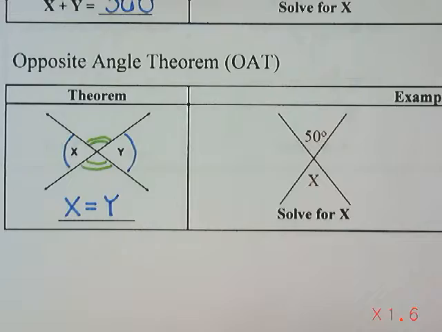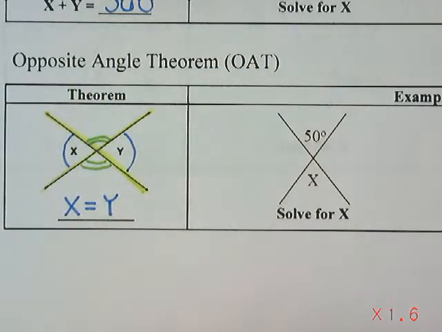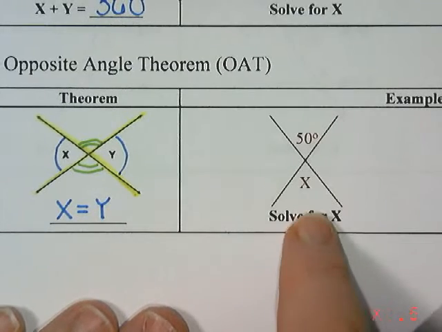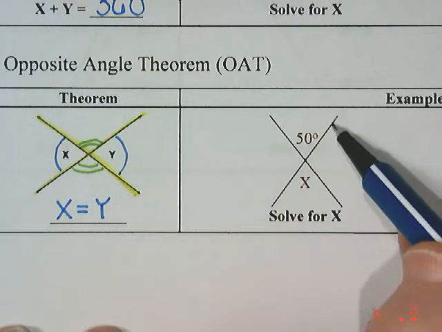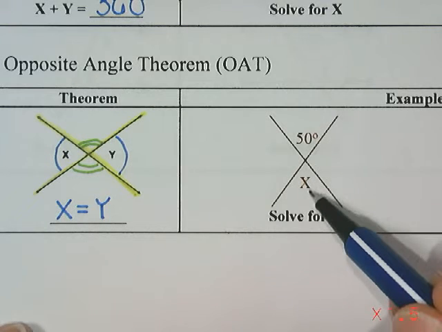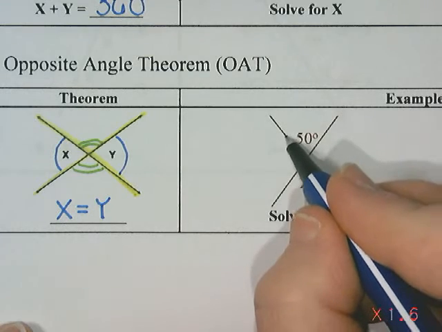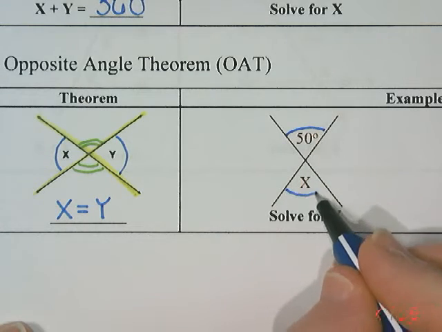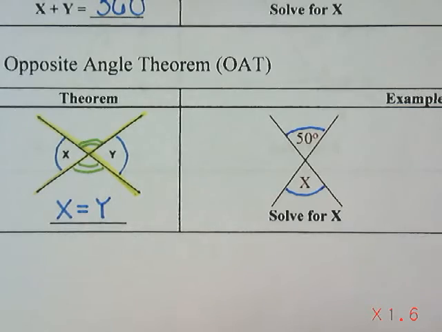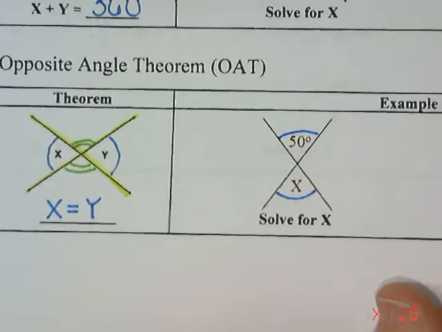And when I'm doing the opposite angle theorem, I am looking for two perfectly straight lines that are crossing that just make a big X. That's how I know when to use the opposite angle theorem. So the example that I have here, I have two perfectly straight crossing lines. And I have this is 50 and this is X. So because they are perfectly straight crossing lines, I know that the angles that are on opposite sides of that X are going to be equal. So X is just going to equal 50.